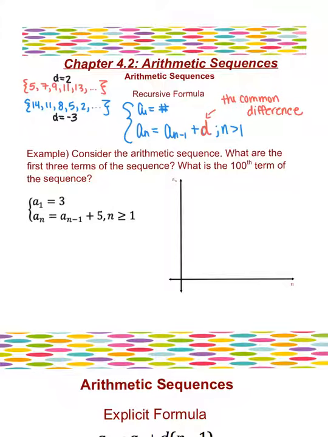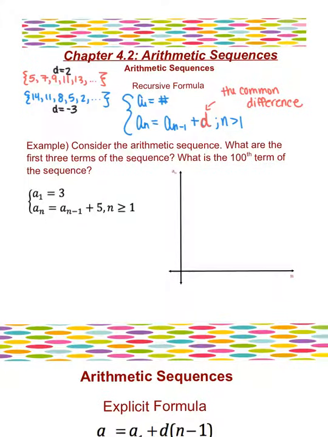So let's take a look at an example. Consider the arithmetic sequence below. a sub 1 equals 3, and a sub n is equal to a sub n minus 1 plus 5. So I can see here, plus 5, this is my common difference. What are the first 3 terms in the sequence?